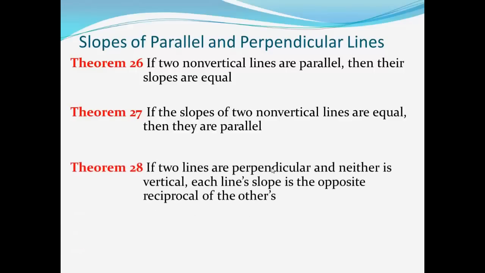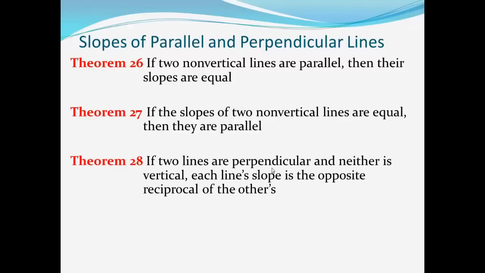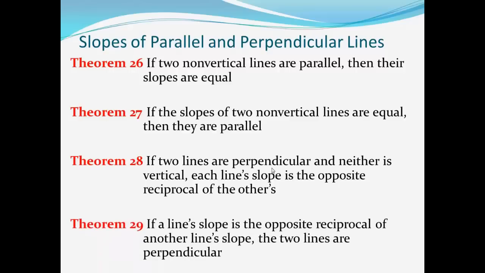Now perpendicular lines are a bit different. If two lines are perpendicular and neither is vertical, each line's slope is the opposite reciprocal of the other's. Okay, and then we have theorem 29, which basically says the same thing but flipped. If a line's slope is the opposite reciprocal of another line's slope, the two lines are perpendicular. So I'll show you an example coming up here of what that means, because that might not make sense right off the bat just reading it.